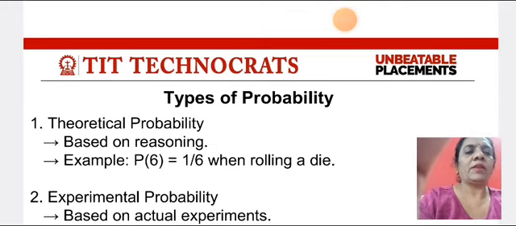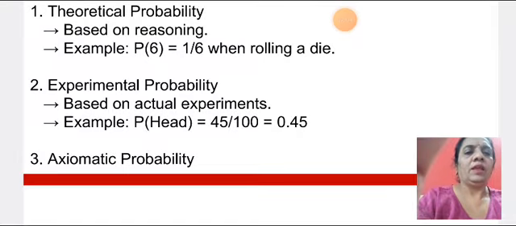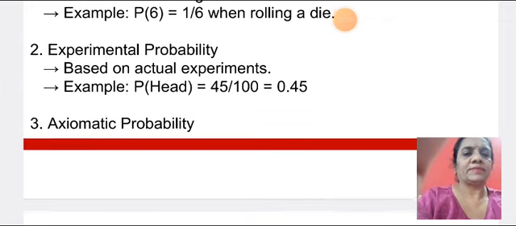Now I am going to define types of probability. There are different types of probability. First is theoretical probability. Theoretical probability is based on reasoning. For example, if we roll a die and we have to find the probability of getting 6, then the probability is given by 1 by 6.